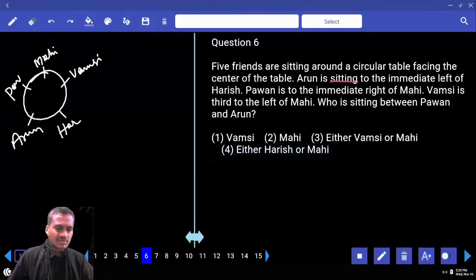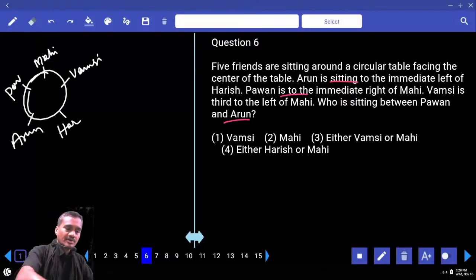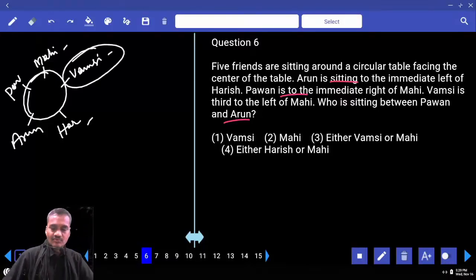Arun is sitting to the immediate left of Harish, and Pawan is to the immediate right of Mahi, and Vamsi is to the immediate left of Mahi. Then who is sitting between Pawan and Arun? Yes, Vamsi. Now in this order, there is no person in between these two. Among these 3, who is the person left over? Vamsi. That is choice 1, question number 6.